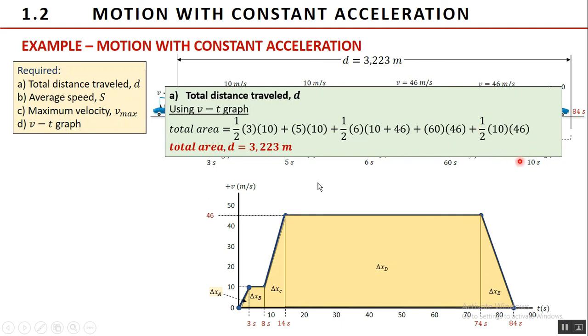The total area of this shape represents the car's displacement for the 84-second journey. As expected, this value is the same as our answer in part A.